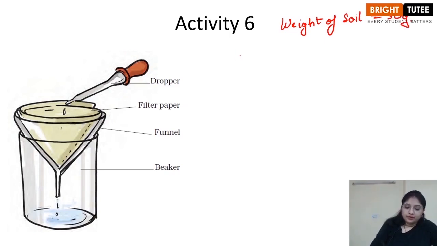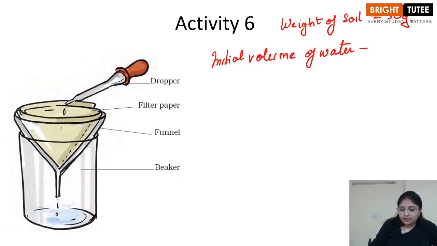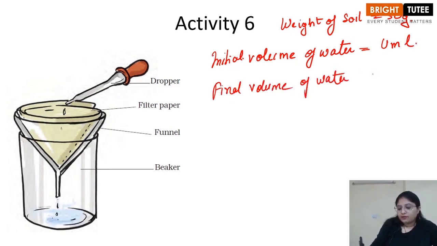Now, the very first thing is to note down the initial volume of water. Initial volume of water means before adding the water to the soil. Let's say it was U mL, right? Then the final volume of water is what is left in the measuring cylinder after you have added the water into the soil.